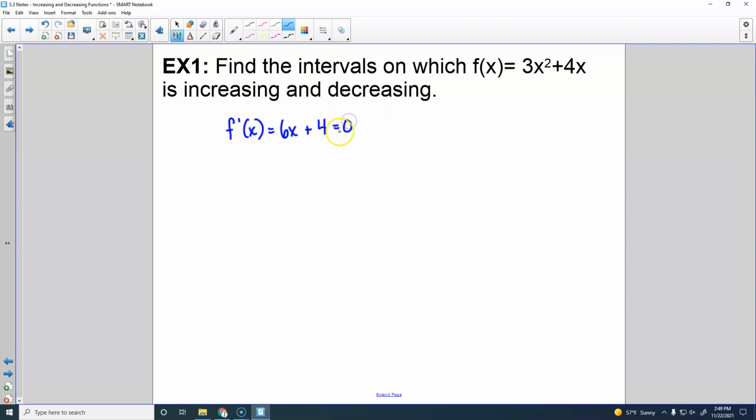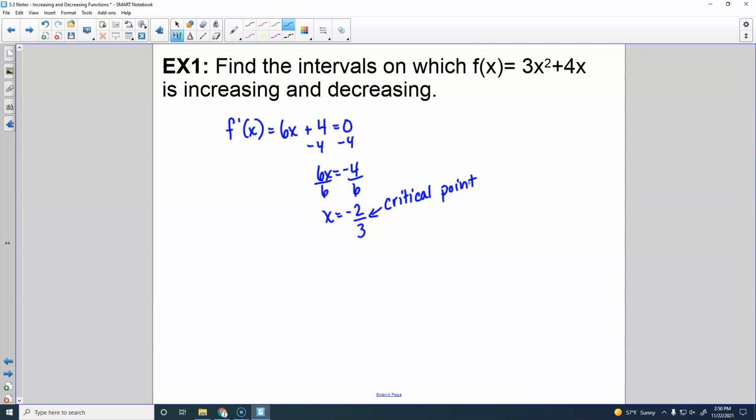So for this one, we just set it equal to 0. We would subtract our 4. 6x equals negative 4. Divide by 6. x equals negative 2/3. So this is our critical point. What that tells us is if the derivative is going to switch from positive to negative, it's going to switch at that point, not anywhere else. It's not going to switch from positive to negative at 2 or negative 7 or at 1 or 0. It's going to be right here.